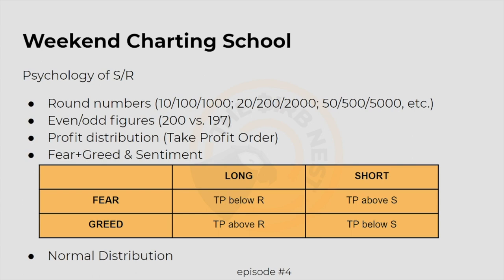Same goes for even or odd numbers, right? People will naturally fear more, be less certain about round numbers than odd figures. So we can say that there is a decent chance that people would place their orders around 1900, 1997 instead of 200, right? Just to make sure that they get filled in case the other people fear 200 as well, right?